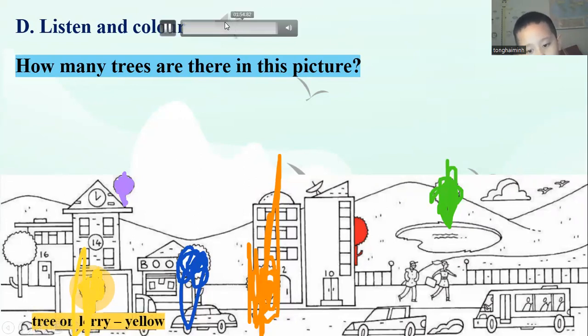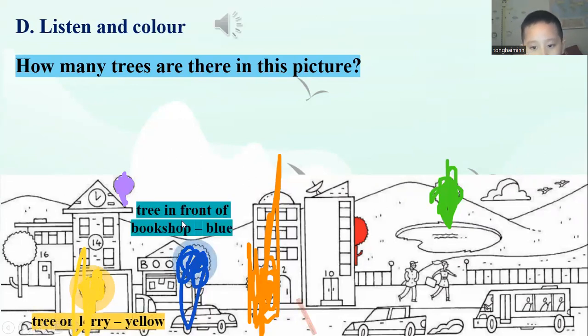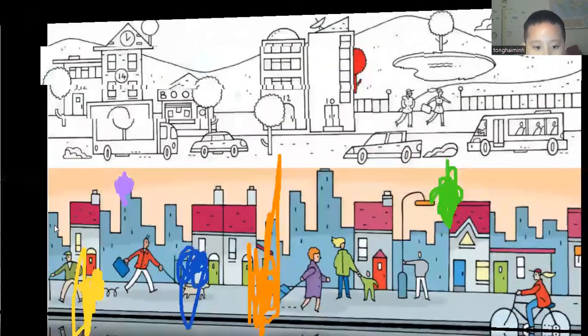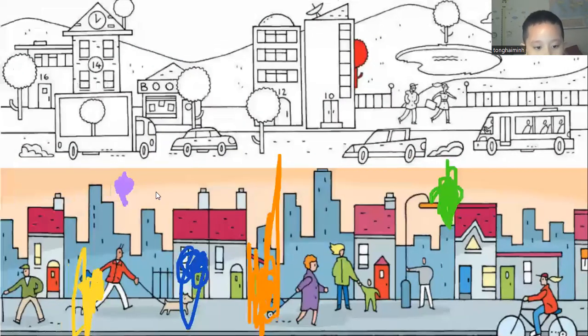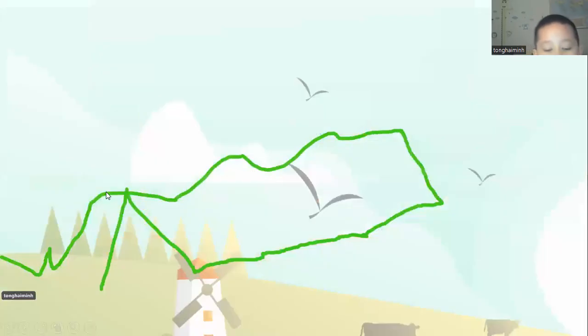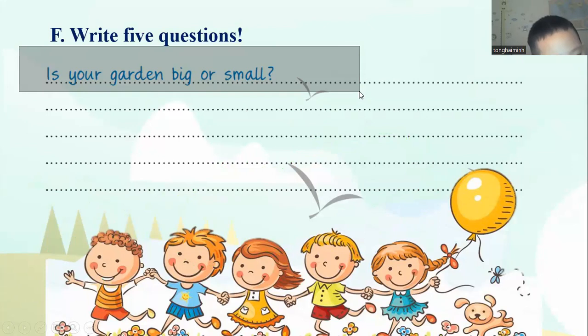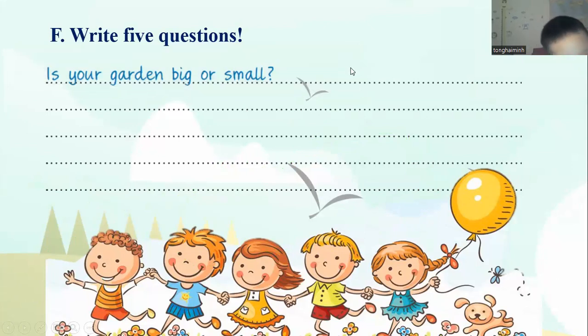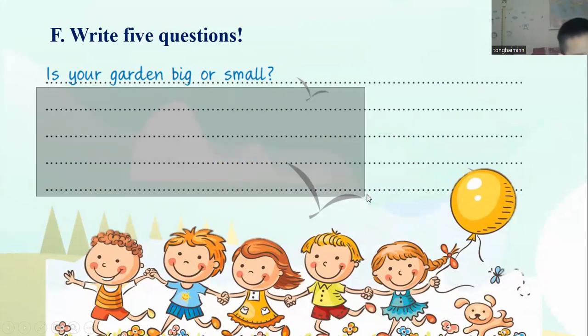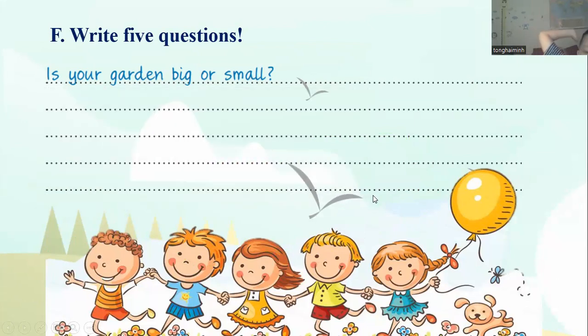Okay, there. Great job, Min. So now let's check your answers. Wow, you got a perfect score. Very good. Okay, so now, Min, I think we're done with this one. So let's proceed here in part F. You're going to write 5 questions. Okay, for example, is your garden big or small? Okay, so for the 4 question, I want you to write it here. So what would be your question to me, Min?